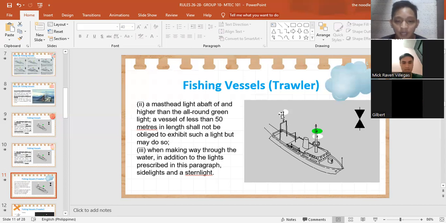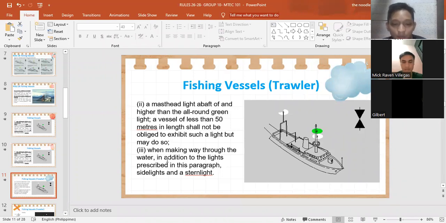So above its stern part and higher than all-round green light. So the white light which is above is higher than our foremast light, which is the green and white. Then after that, a vessel less than 50 meters in length shall not be obliged to exhibit such light but may do so. So in here we could see that our above, which is white light, is higher than our foremast or our ahead, which is green and white.